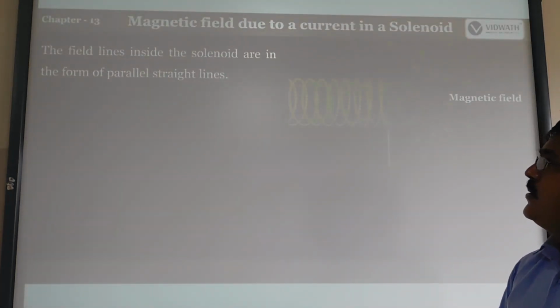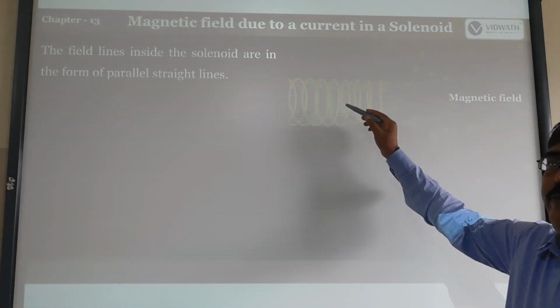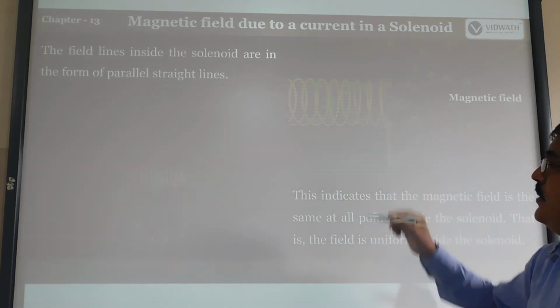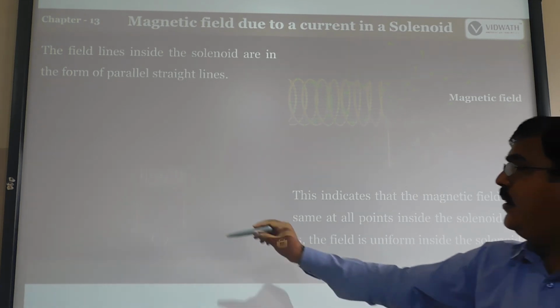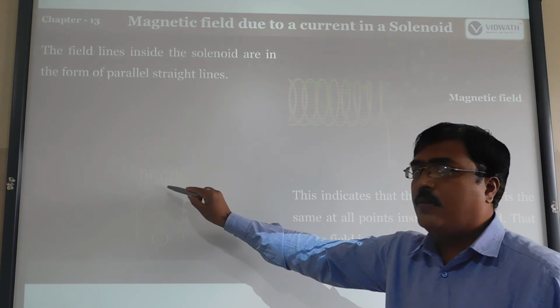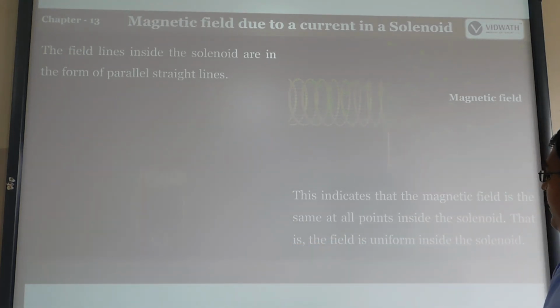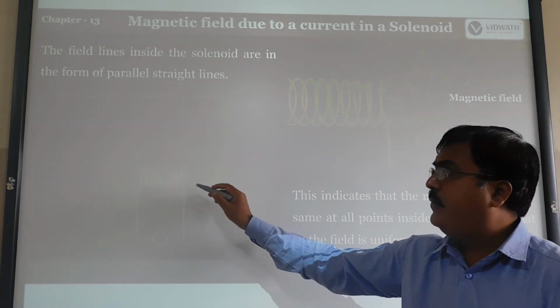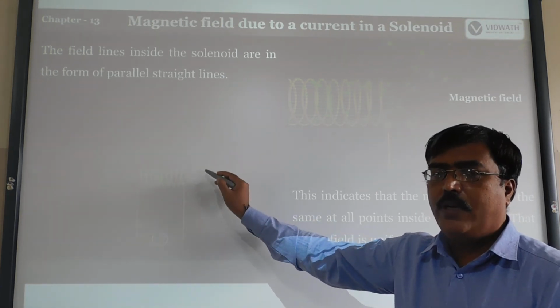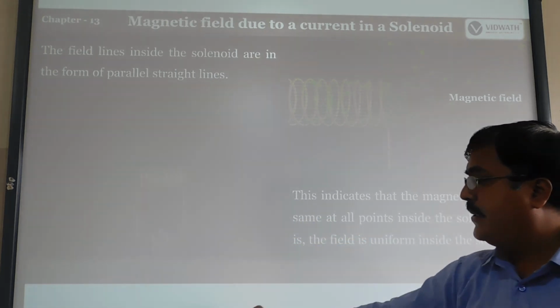The field lines inside the solenoid are in the form of parallel straight lines. So whatever magnetic field is produced in the solenoid forms parallel straight lines, as you can see. Look here, these are also magnetic field lines produced in circular loops around the solenoid. This indicates that the magnetic field is the same at every point inside the solenoid, that is, the field is uniform inside the solenoid. The pattern of the magnetic field produced should look like this.